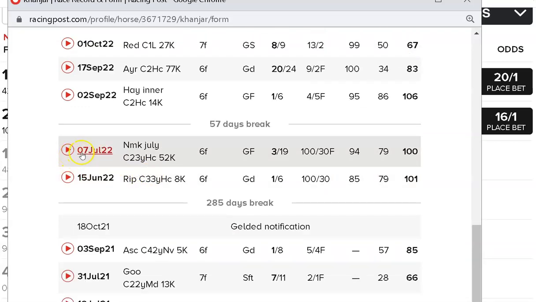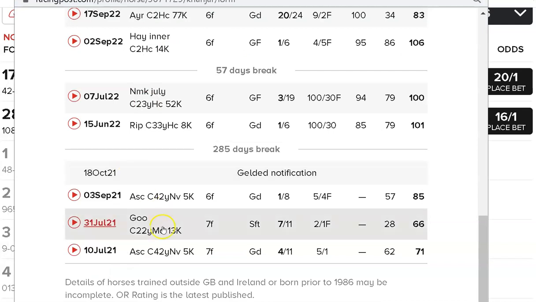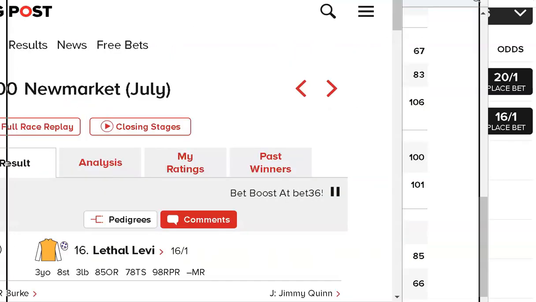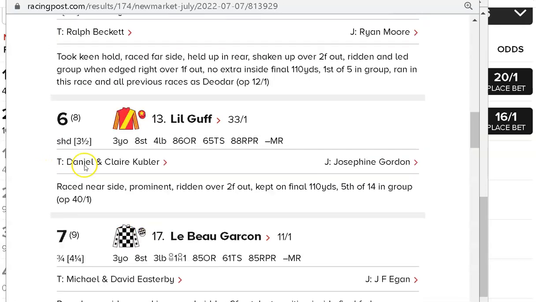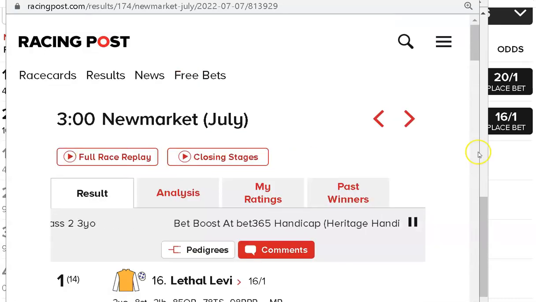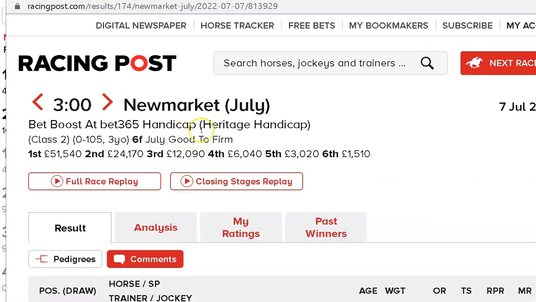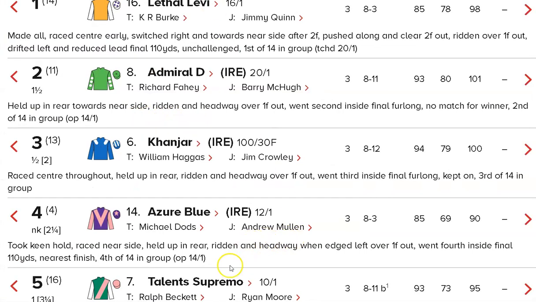But look at this run here in July of last year, which was only his, let me check how many runs he'd had. 1, 2. This was his 5th start of his life, and he runs off 94. Here he goes. He finishes 3rd of 19, or however many went to post. Let's have a look, just remind myself. 19 went to post, and it was a very valuable 3-year-olds only handicap, worth 51 grand to win, a heritage handicap. And he raced in the centre. He was held up in the rear, and headway 3 out, went 3rd inside the final furlong and kept on. 3rd of 14 in the group.